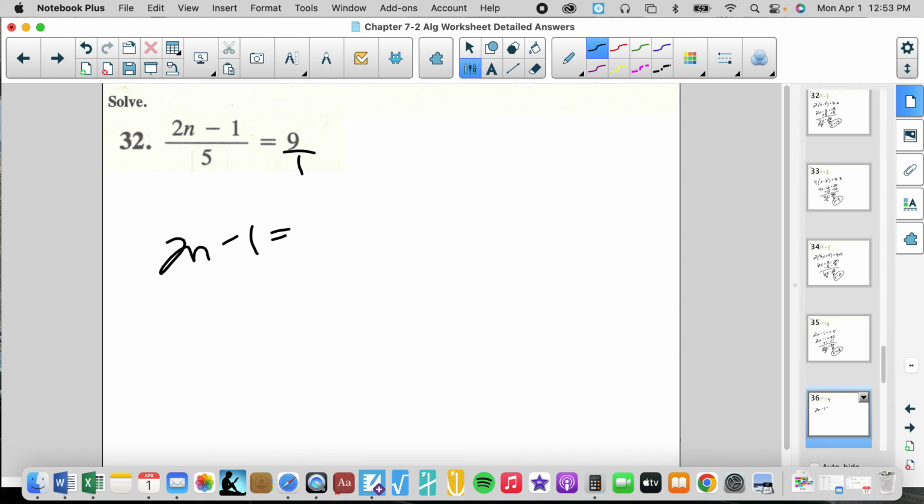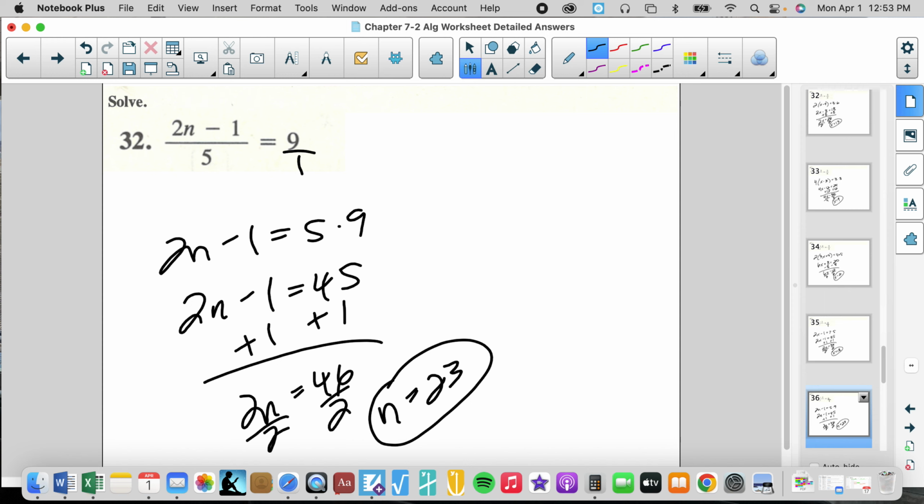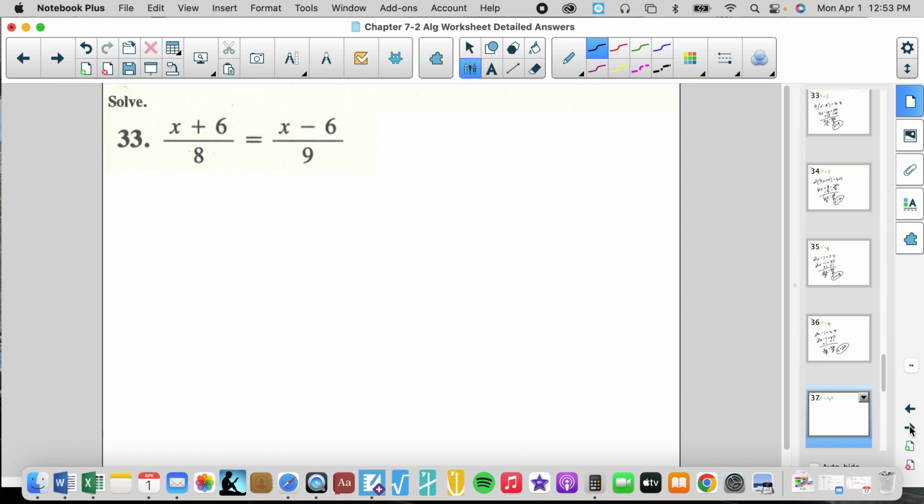2n minus 1 equals 5 times 9. 2n minus 1 equals 45. Add 1. 2n equals 46. Divide by 2. n equals 23. 2 times 23 is 46, minus 1 is 45, over 5 equals 9. Just a little check. We can check sometimes.